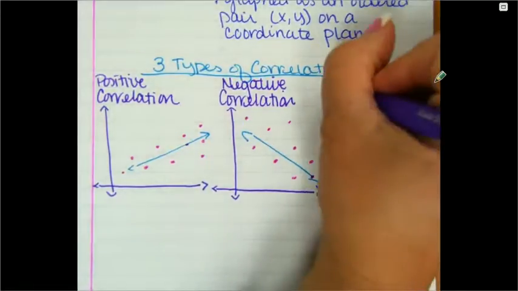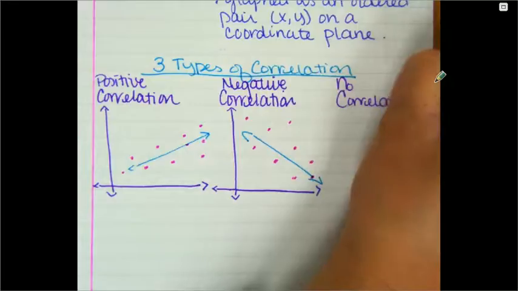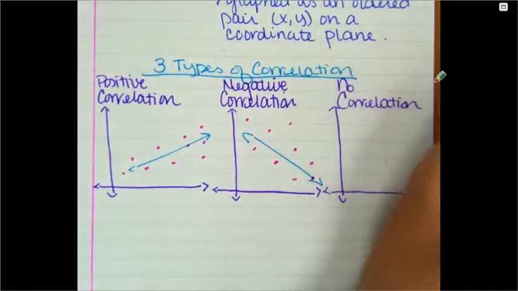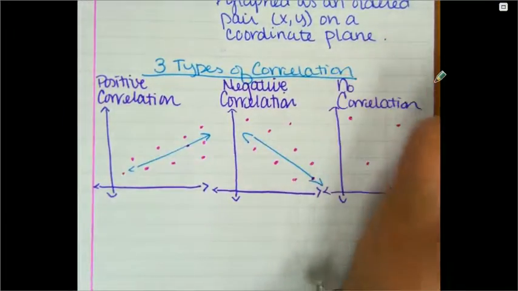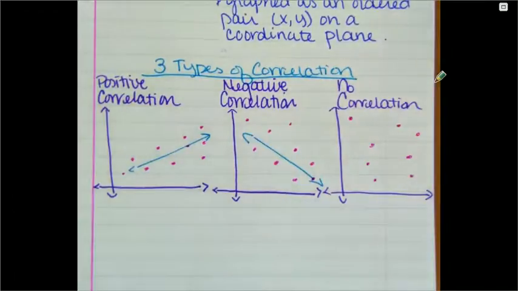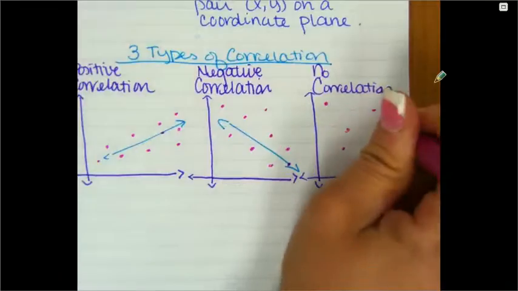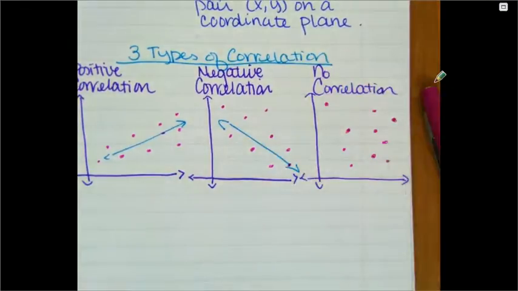No correlation. What do you think no correlation is going to be? It is all over the place. It's a hot mess. Got one there, one there, one there. Doesn't really look like it's making a whole lot of sense. It's not really going up. It's not really going down. Just kind of there.